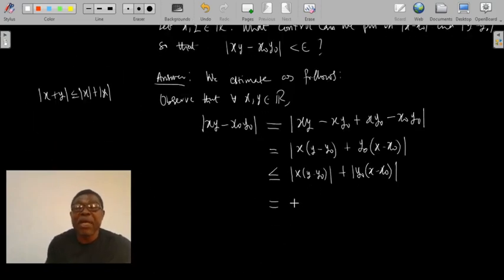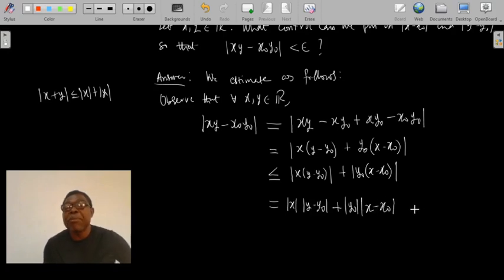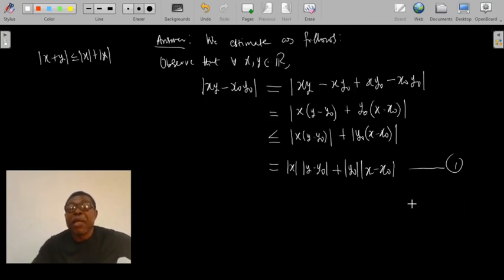And this will give me, therefore, that this is equal to the absolute value of x times the absolute value of y minus y naught, plus the absolute value of y naught times the absolute value of x minus x naught. Let me label here 1. Now, remember that y naught and x naught are fixed. So in this computation, we'll be seeing x naught and y naught as constants. So they are fixed. So the varying values are x and y.